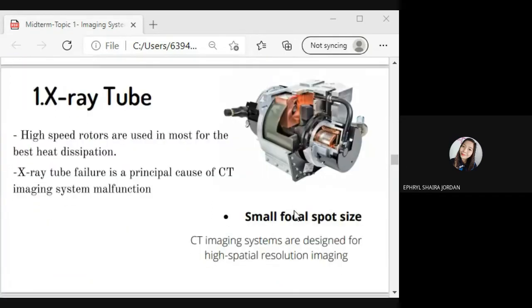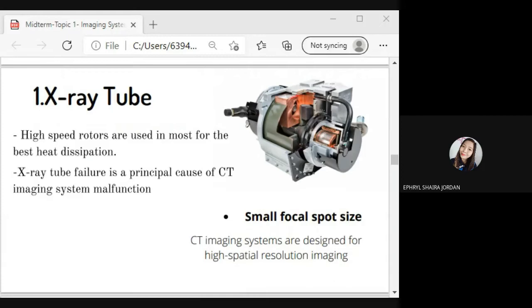The first one is the X-ray tube. The X-ray tubes in current CT systems like multi-slice spiral CT have special requirements, and these systems, like the spiral CT, place considerable thermal demand on the X-ray tube. The X-ray tube can be energized up to 60 seconds continuously. Therefore, high-speed rotors are used in most for the best heat dissipation.